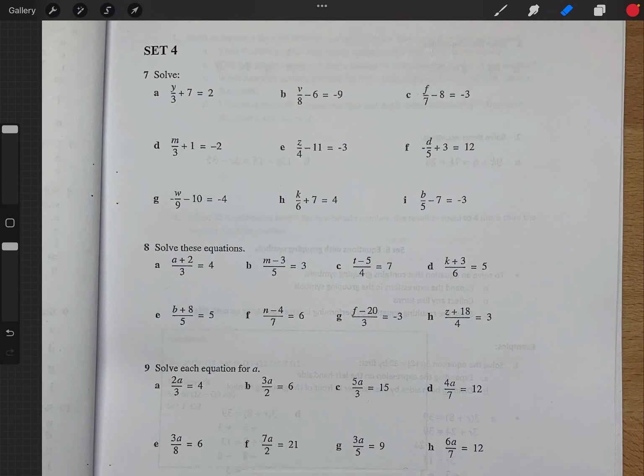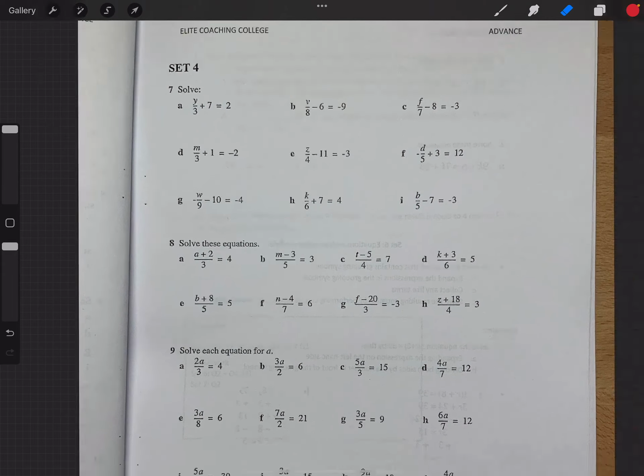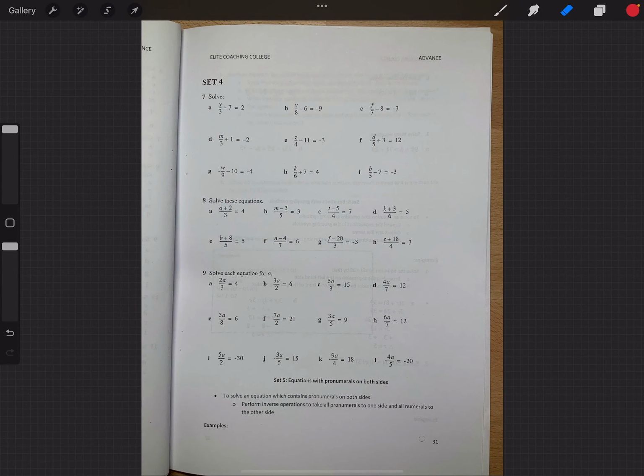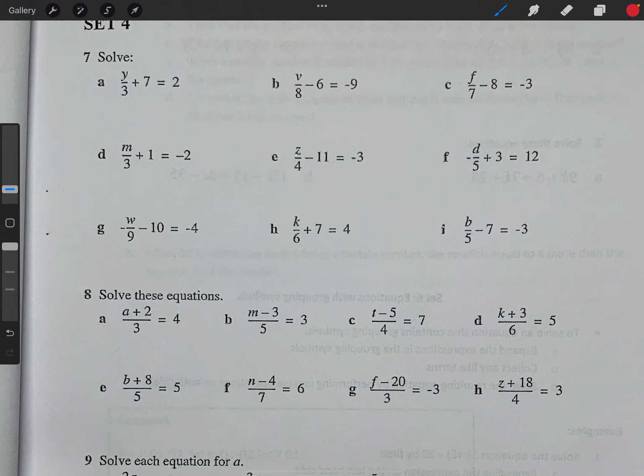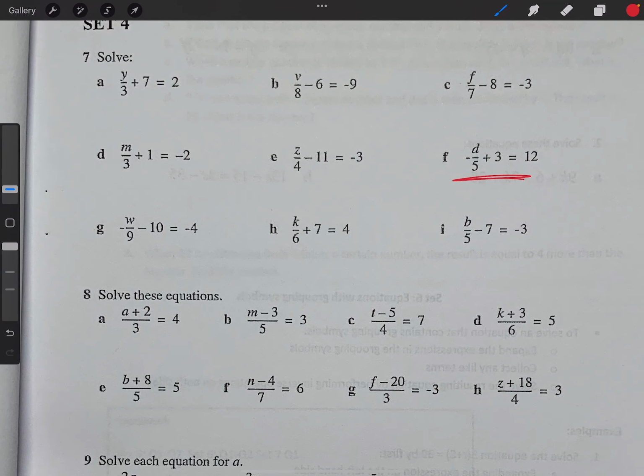Okay. So set 4, question 7. This is page 31. Now let's have a look. Solve for these ones. So again, these are the same questions. Now let's look for something that's a bit tricky. How about we look at this one here, question F.